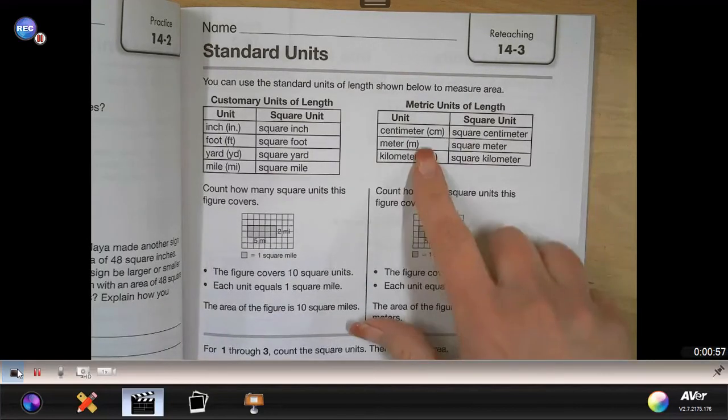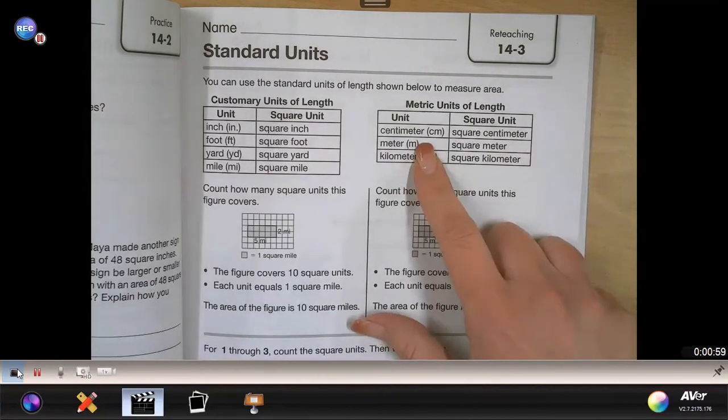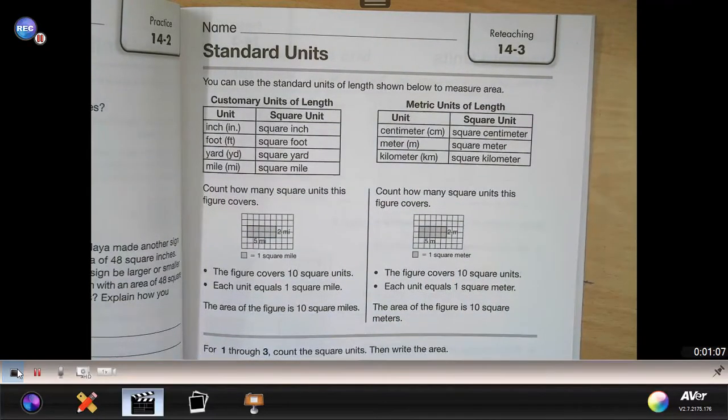Or if we have it in metric, it could be a square centimeter, a square meter, and if you know what a meter is, it's close to a yardstick. So it would be a 1 by 1 meter square. And then we also have kilometers, which are similar to miles. In order to see a square mile, you would probably have to be on a tall building, or in an airplane, to be able to see what a square mile is.